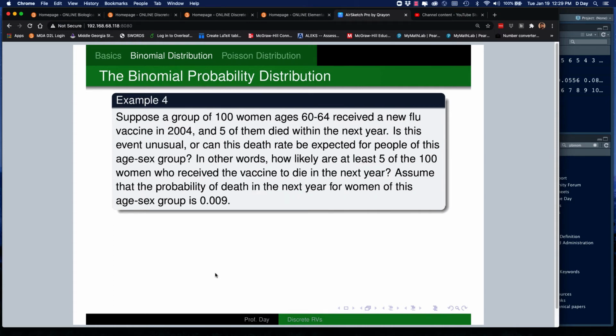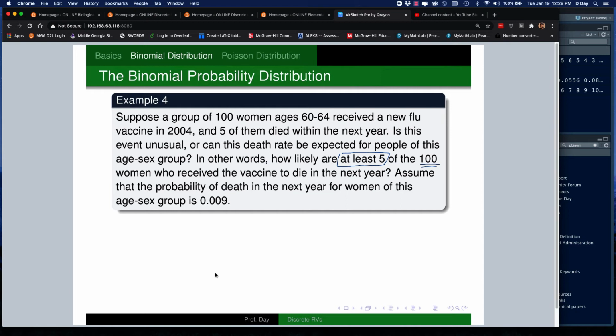Suppose a group of 100 women ages 60 to 64 received a new flu vaccine in 2004, and 5 of them died within the next year. Is this event unusual, or can this death be expected for people of this age sex group? In other words, we're asking how likely it is that we see at least 5 of the 100 women who received the vaccine die next year. So that at least 5 is important to us here. The 5 is also important to us, and the 100.